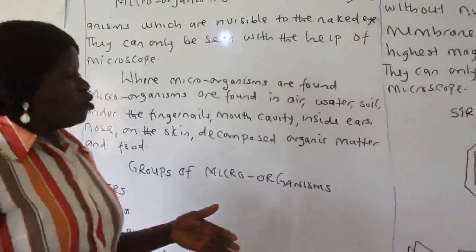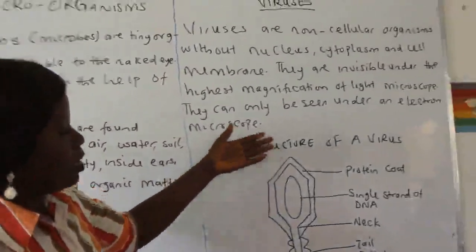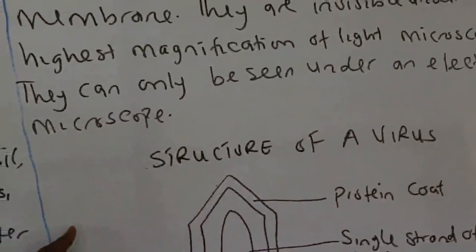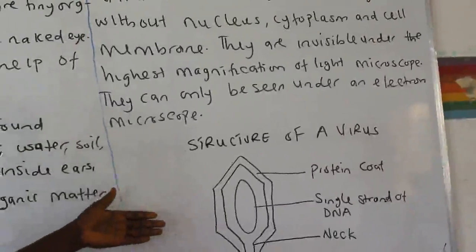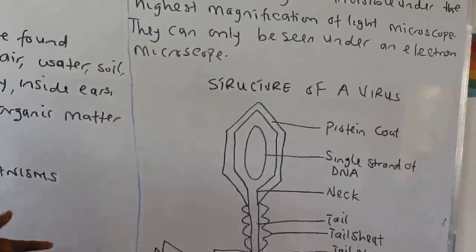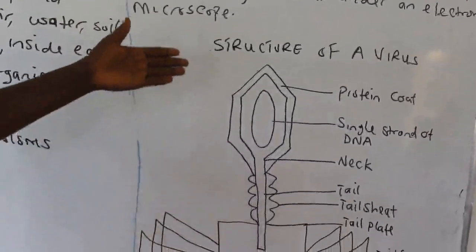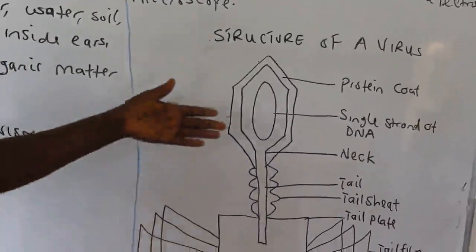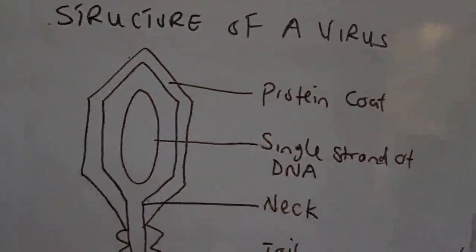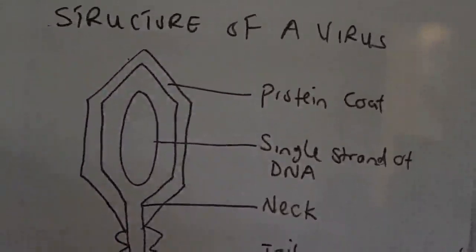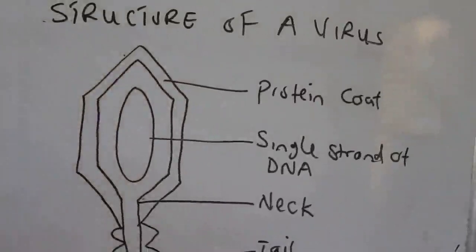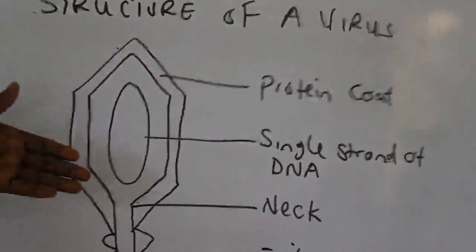Then we move on to look at the structure of the viruses. Like we see on the diagram on the board, this is a diagram illustrating the structure of a virus. On this diagram, the virus has these structures that we label. The first one there is the protein coat. The protein coat shields the inner content of the virus, preventing it from drying up. It serves as a protective shield to the inner component of the virus.